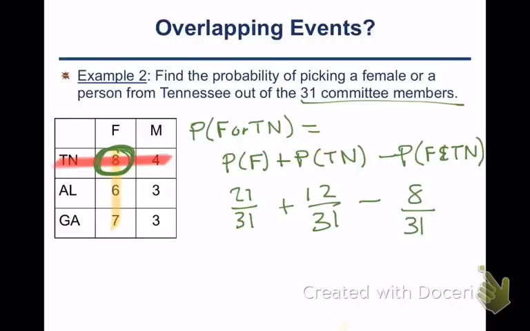We are double counting them here and here, so we have to go back and subtract them. So what is 21 plus 12 minus 8? That would be 25 out of 31. And that's our final answer.